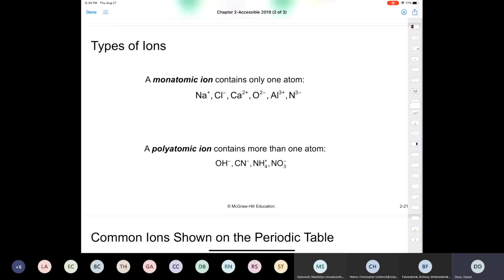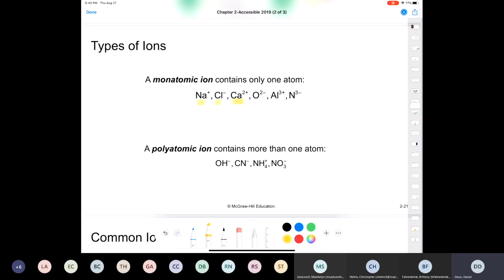Okay, just a little bit more definitions. A monatomic ion, it's not monoatomic, it's monatomic. A monatomic ion is some kind of ion that only has one atom. So here we have a sodium cation. We have a chlorine anion. It's actually called a chloride, but I'll talk about that later.